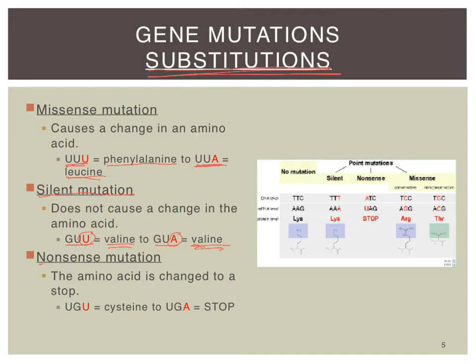And the last one is a nonsense mutation, where the codon that codes for an amino acid is changed to a stop codon. So UGU would code for cysteine. If your mutation caused the messenger RNA transcript to read UGA, that would be stop, which means translation would stop and the protein wouldn't finish, it would just stop right there. And it would be a non-functional or nonsense mutation.